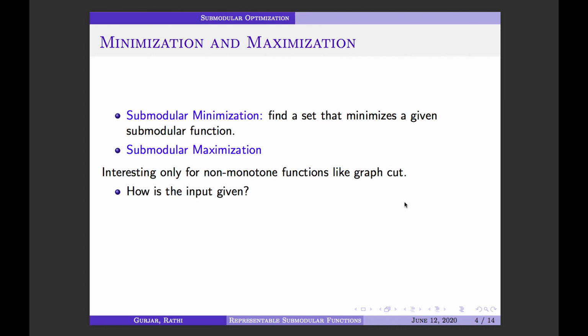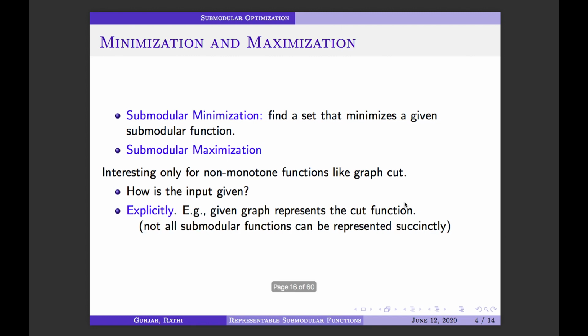Now, one important question here is how the function is given to us as an input. One possibility is that the function is given explicitly. For example, the cut function can be simply represented by the underlying graph. There are many other submodular functions which can be represented in such a way explicitly. However, it is known that not all submodular functions can be represented succinctly.